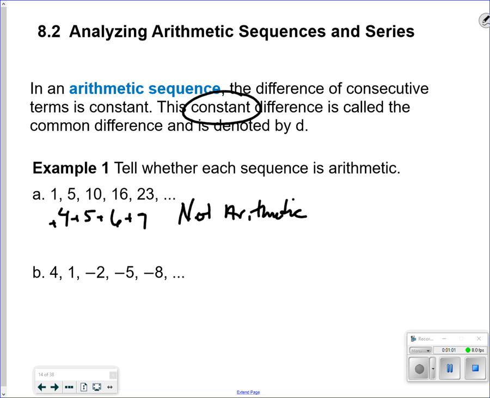So the next one, you're subtracting 3 each time. So yes, this would be arithmetic with a common difference of -3.